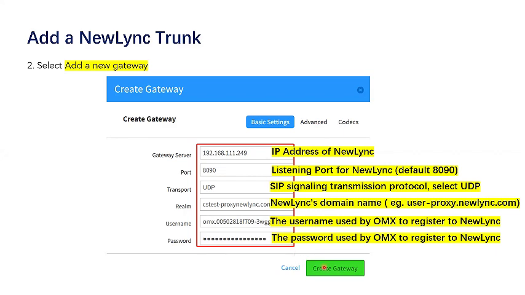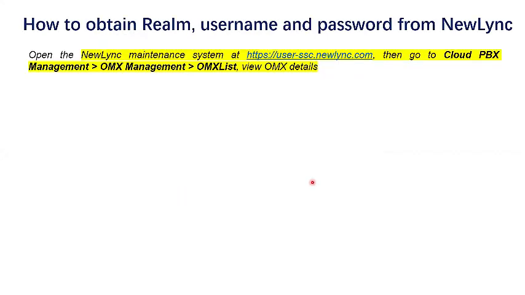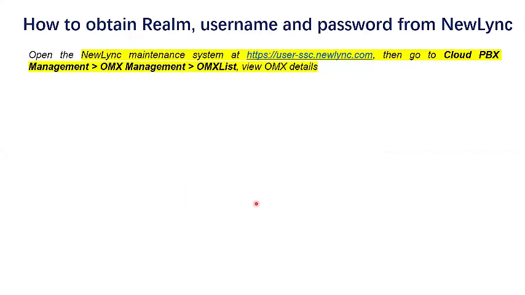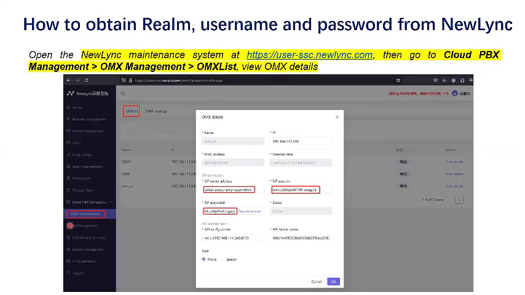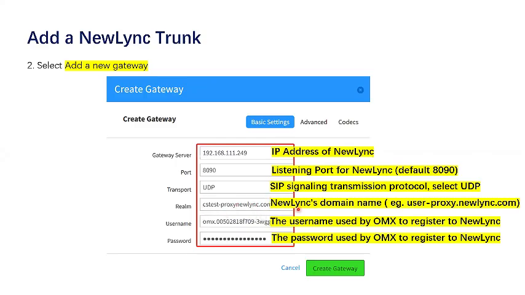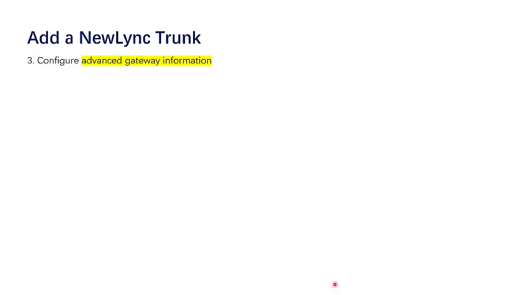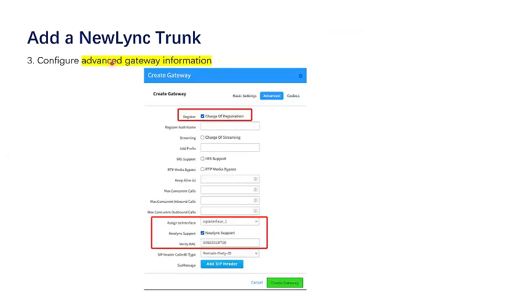Okay, so after that, how to obtain the realm, the username and the password from Newlync? Simply go to the maintenance system. Here, Cloud PBX, OMX management, OMX, and you can simply copy this information into this field here. Just copy that, and you will be redirected. Just click OK after you copy that. Then after which it should be good to go to configure the gateway information.